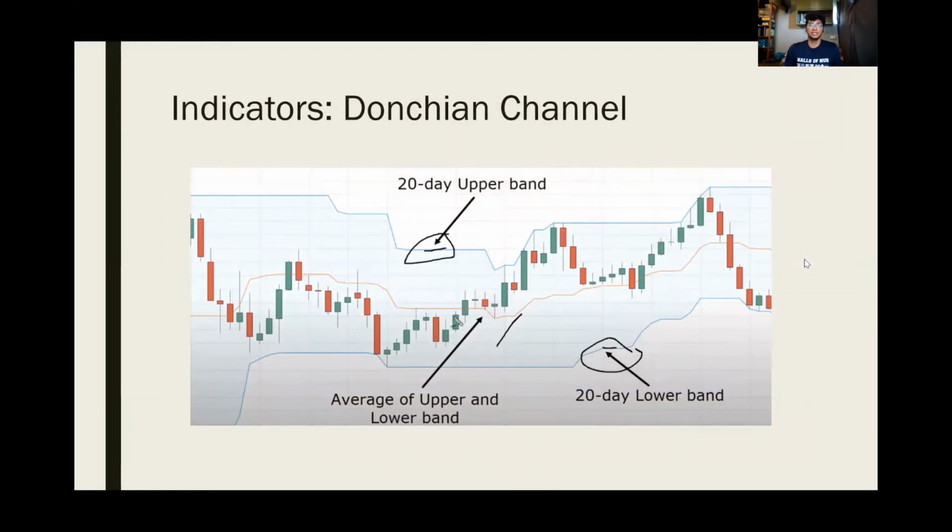The last indicator that we'll look at today, definitely not the last one that is out there, is the Donchian channel. So we have these two blue bands here that you can see, which show the 20-day high and the 20-day low. And the orange band in the middle shows the average of these two blue bands.